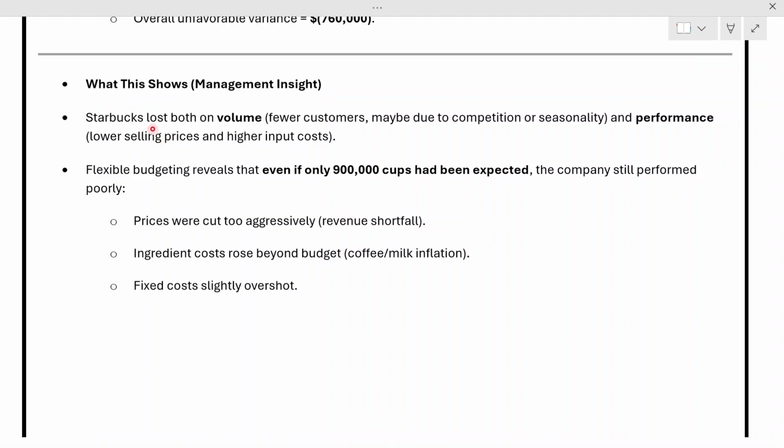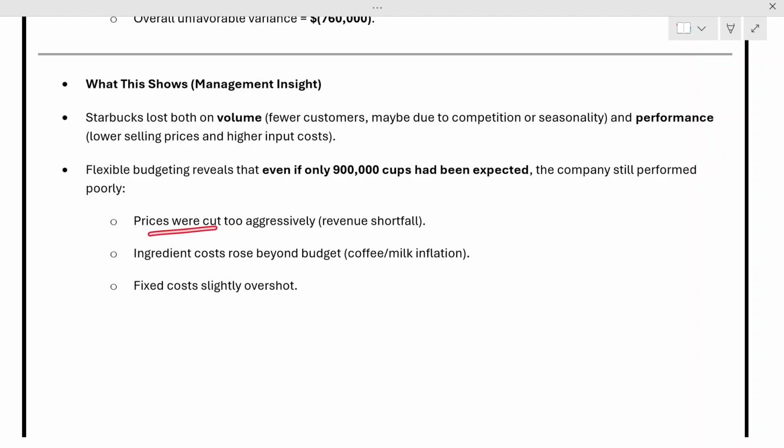Starbucks lost on volume because their volumes are lower, because there may be fewer customers, or there may be strong competition or seasonality. Their price was also low and their cost was also high. So all the things were not in their favor. The flexible budget reveals that even if only 900,000 cups had been expected, the company still underperformed, because even if the cups are fewer, the company is not doing well.